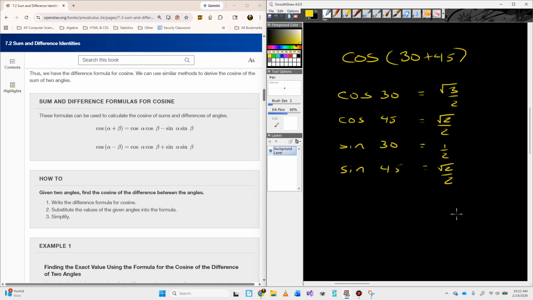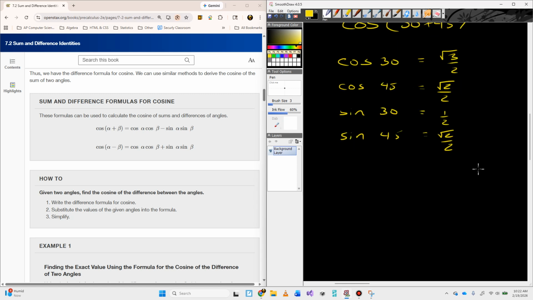And if I were to use this formula that we see down here, cosine alpha, which is the square root of 3 over 2, times the cosine of beta, which is the square root of 2 over 2, and I were to subtract from that the sine of alpha, which is 1/2, times the sine of beta, which is the square root of 2 over 2, and I were to simplify that, it's going to be the square root of 6 over 4 minus the square root of 2 over 4.